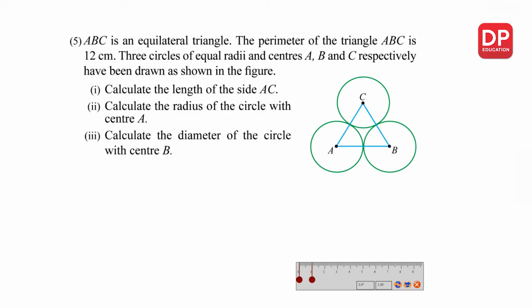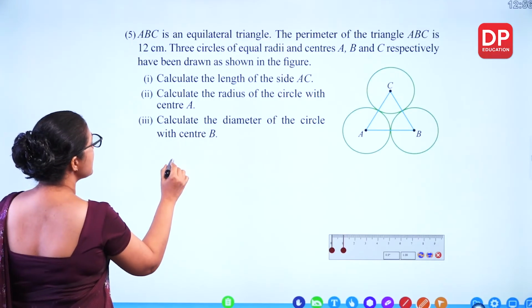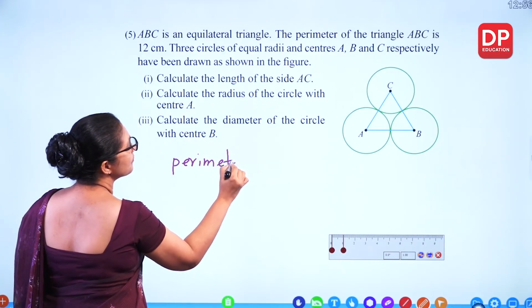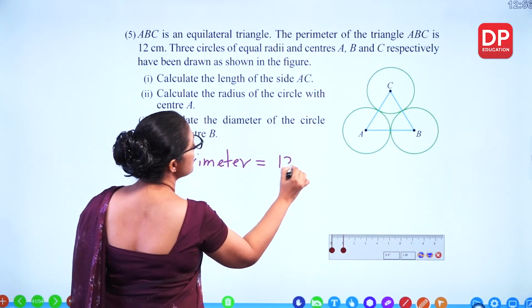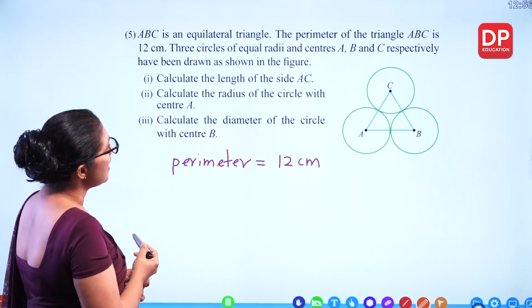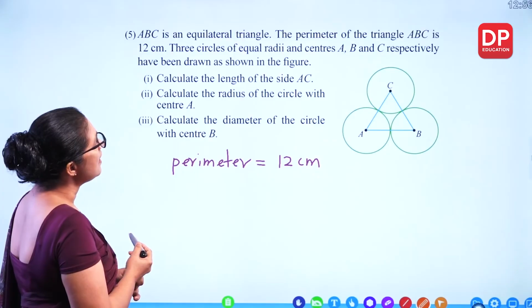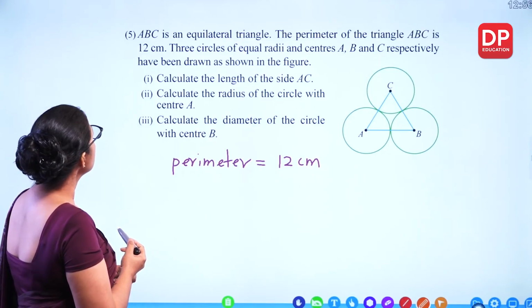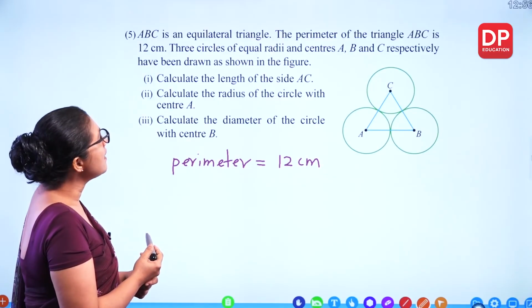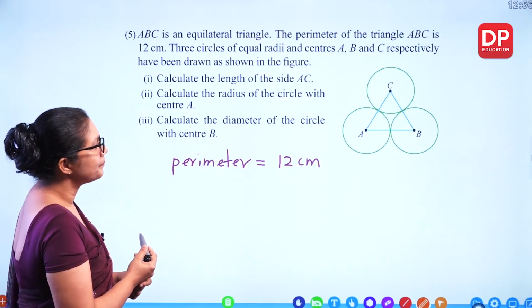ABC is an equilateral triangle. The perimeter of the triangle ABC is given as 12 centimeters. 3 circles of equal radii and centers A, B, C respectively have been drawn as shown in the figure. Calculate the length of the side AC.